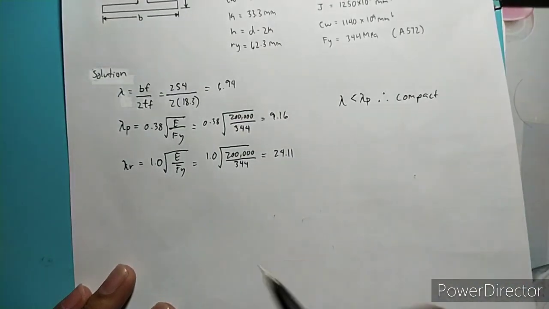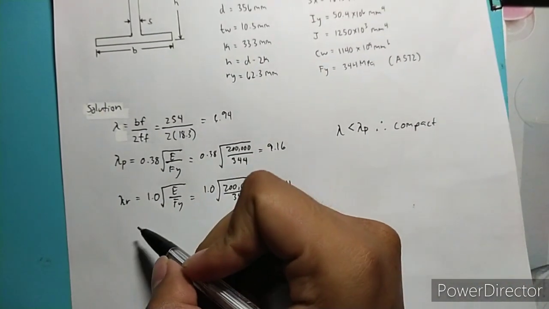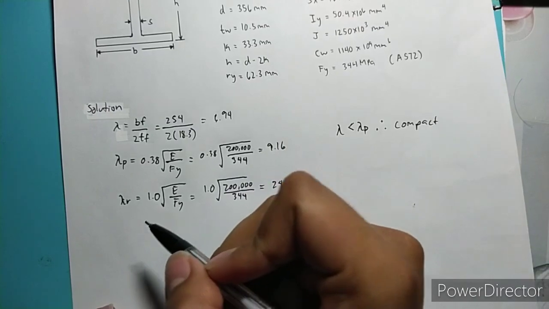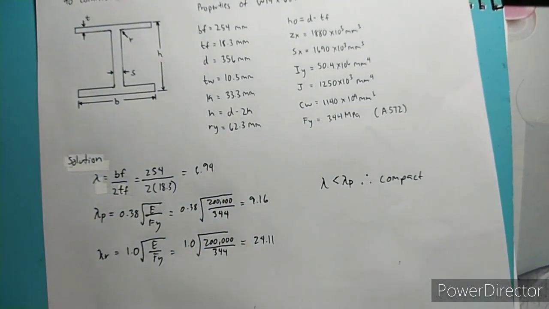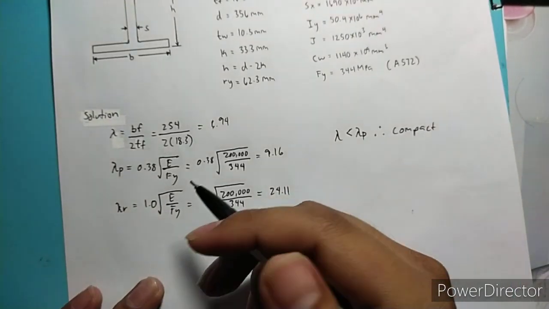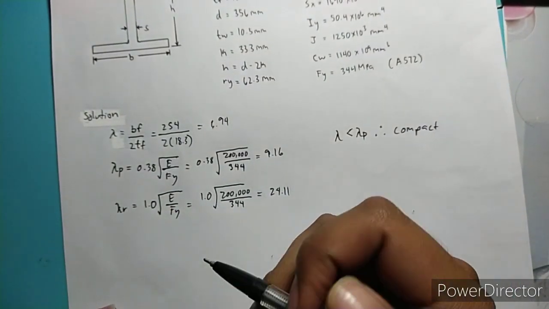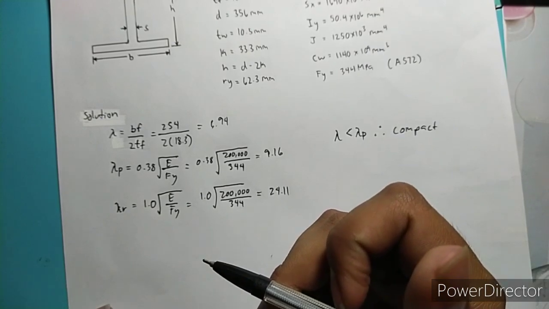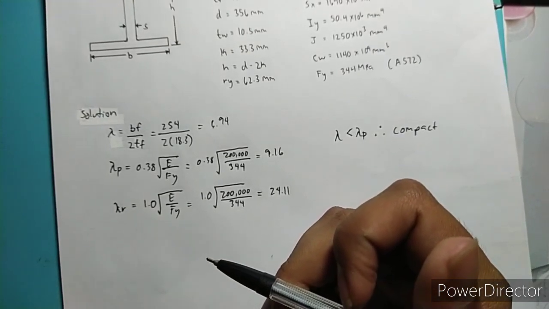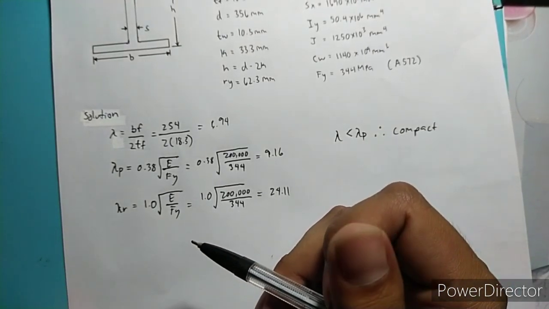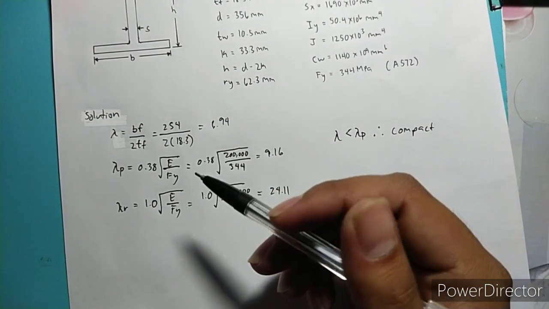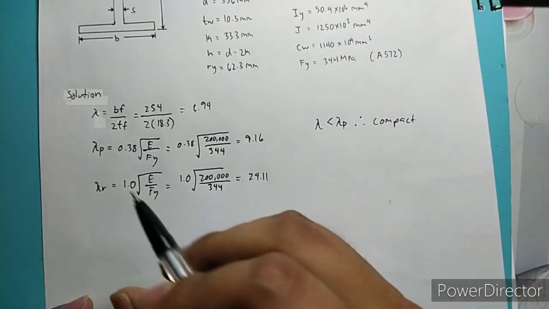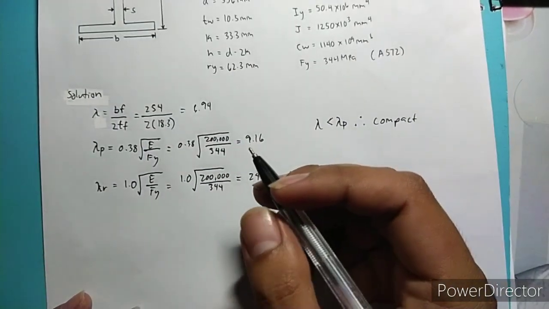Next, let's take the web. So, we go again to Table B4.1 and look for the limiting width-thickness ratio for compression elements. Flexure in webs of doubly symmetric I-shaped sections and channels. There we can see case 9.